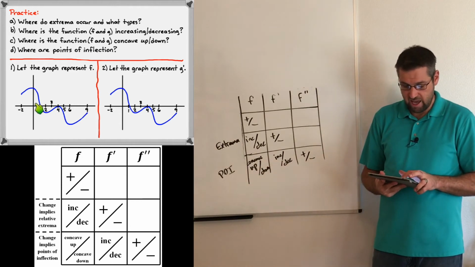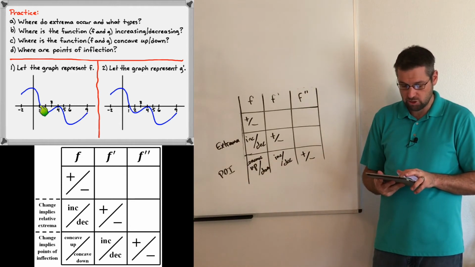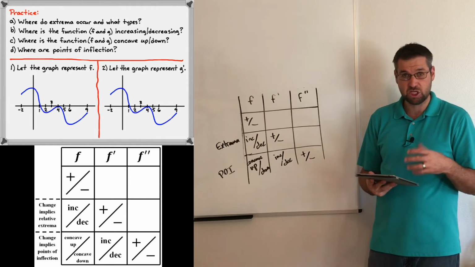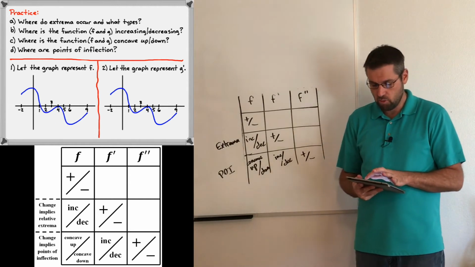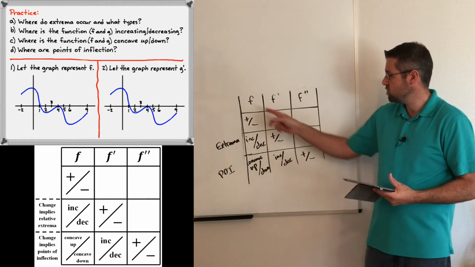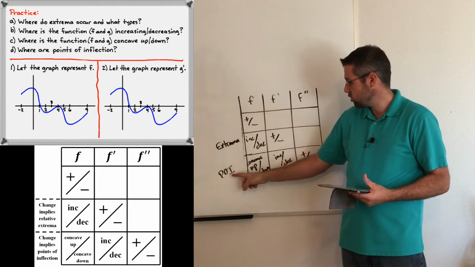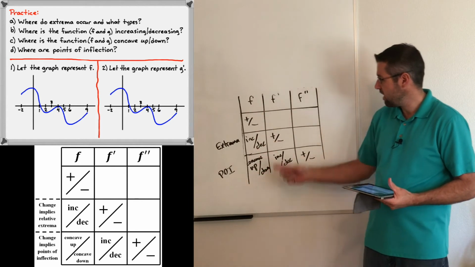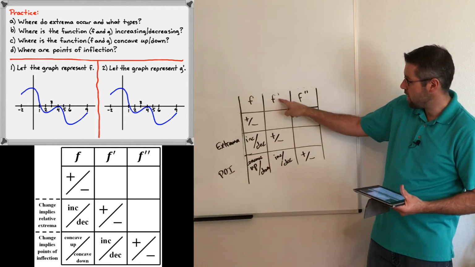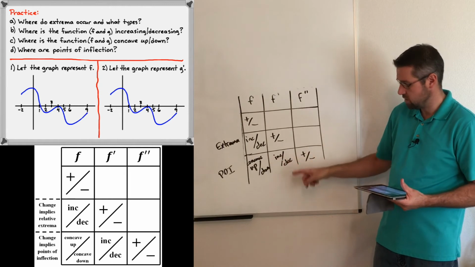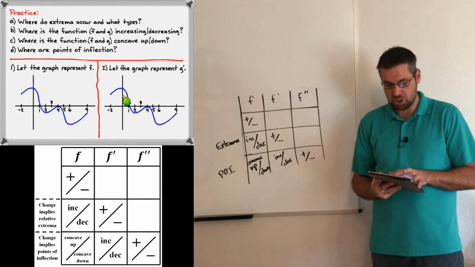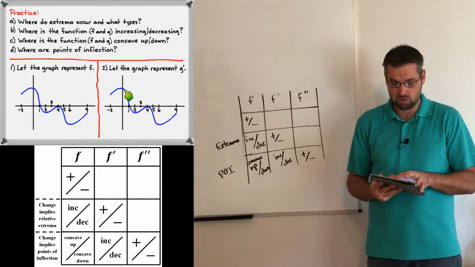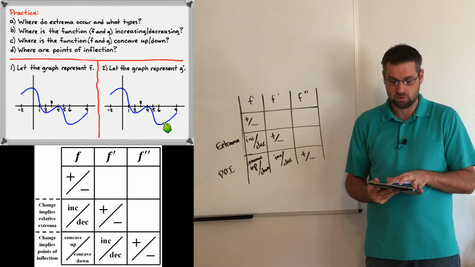So we could see that happening at 1-ish and at 3 and at 5. We can see a change in concavity. But when we're looking at G prime, we would say G has a point of inflection when either G changes from concave up to concave down, or in our case, G prime changes from increasing to decreasing. So we would say that G has a point of inflection at x equals 0, at x equals 2, at x equals 4, and at x equals 6.